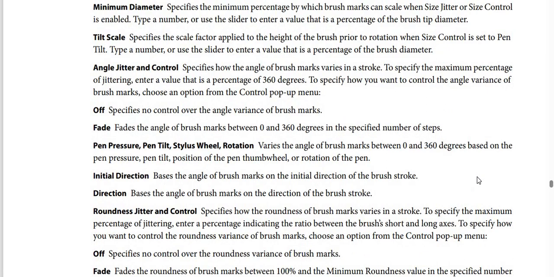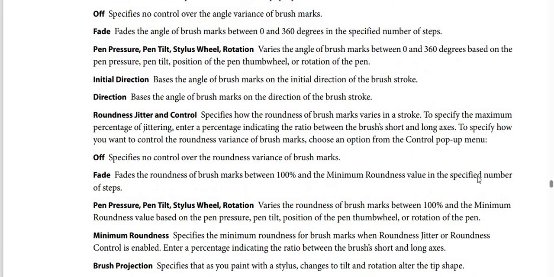And what's the meaning of off again? Off specifies no control over the angle variance of brush marks. And fade fades the angle of brush marks between 0 and 360 degrees in the specified number of steps. And what about pen pressure, pen tilt, stylus wheel, and rotation? They vary the angle of brush marks between 0 and 360 degrees based on the pen pressure, pen tilt, position of the pen thumb wheel, or rotation of the pen.